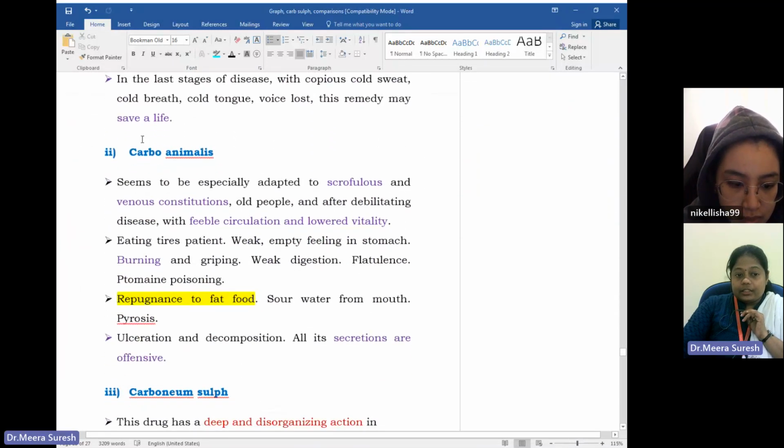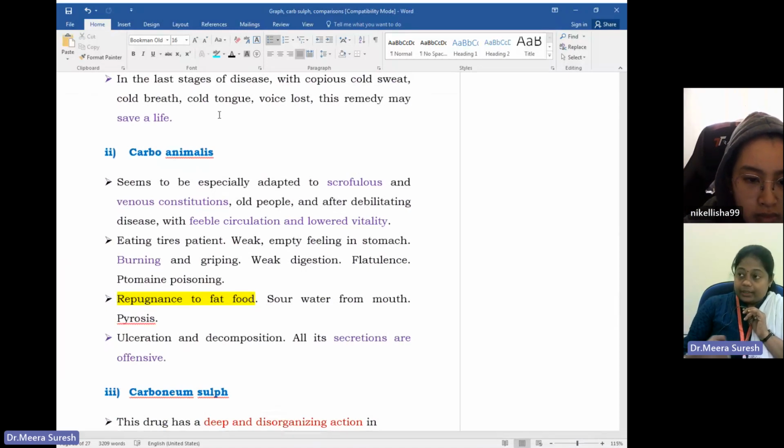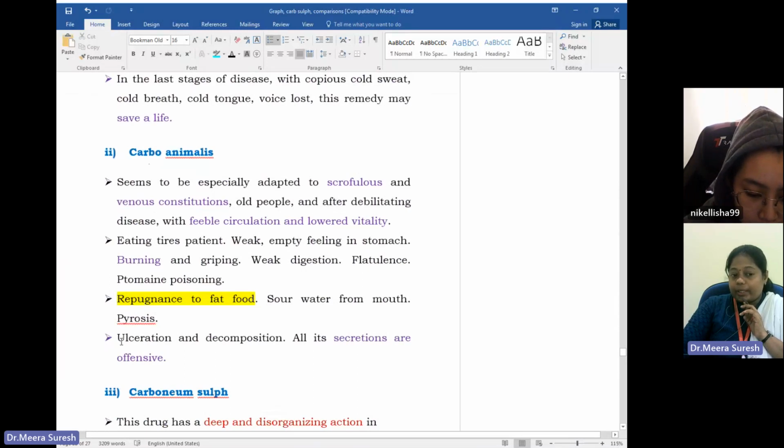Then in carbo animalis, the GIT complaints are not as important, but only what I told. They have a repugnance to fat food, a pyrosis condition similar to carbo veg. Pyrosis is extremely the same condition where they can't bear tight clothing around the abdomen. That is actually the single word for that, pyrosis. Then this is a good remedy for the cancerous condition. So any ulceration and decomposition happening in the intestines, and all the secretions being offensive. When the symptoms of the whole constitution match, then we can go, and that is very much similar to carbo veg.